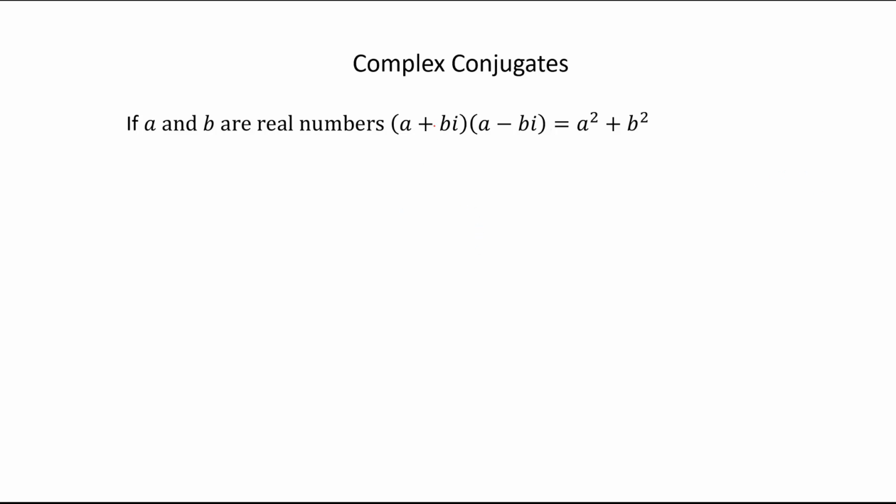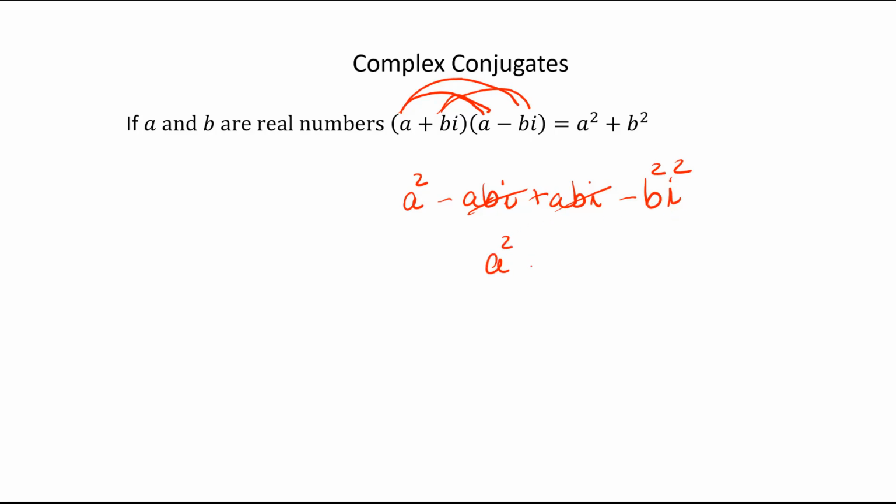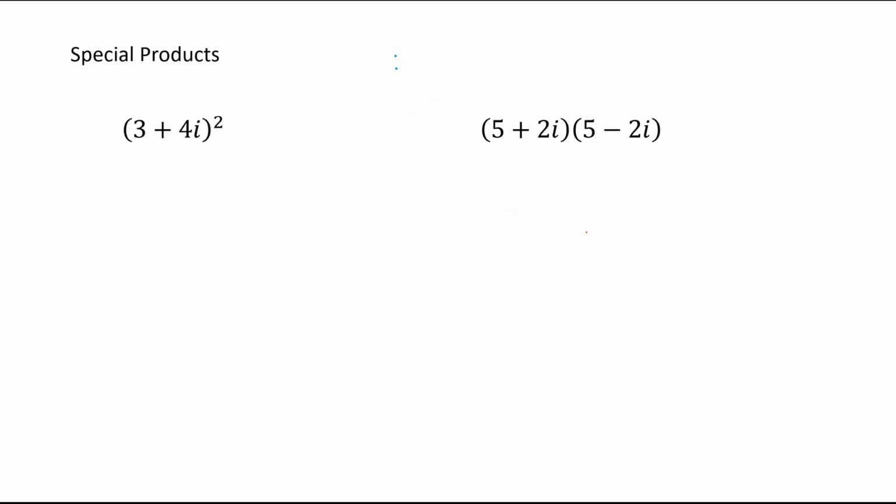So if you just look at this, when you multiply it out, you've got a squared minus abi plus abi. So those cancel just like they normally would with conjugates. And then bi times negative bi is negative b squared i squared. But since i squared is -1, we end up with a squared plus b squared. So when you multiply complex conjugates, you end up with a sum of squares.